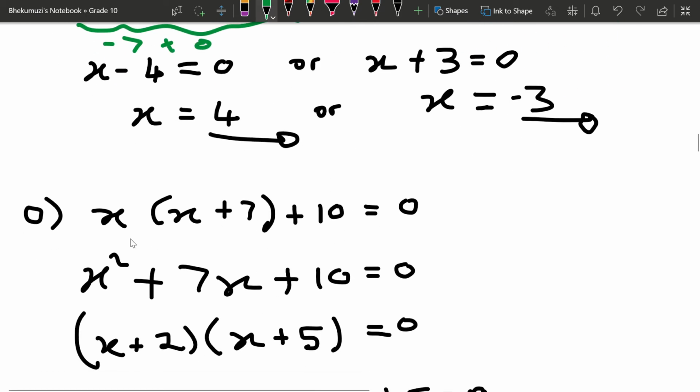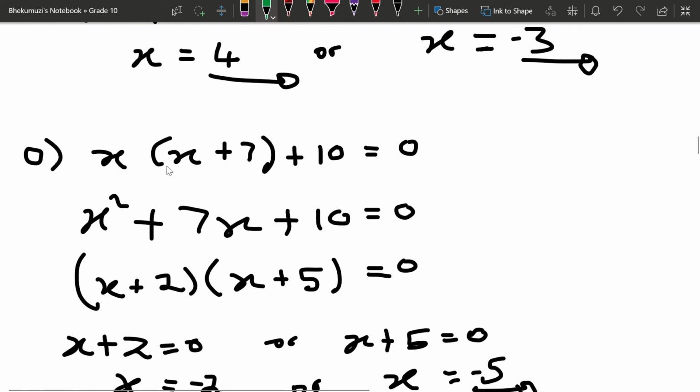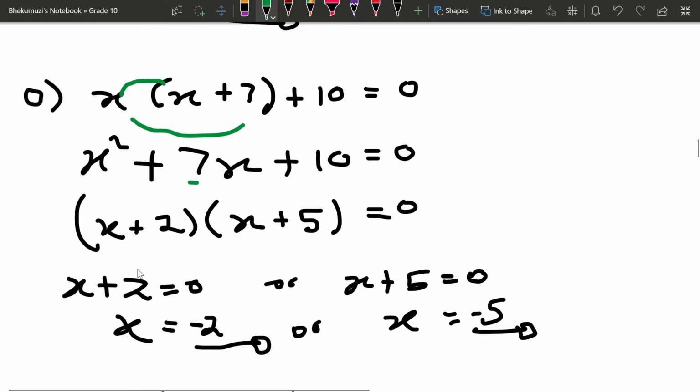And then we have another one here, which is O. Now O, it's x into the bracket x plus 7, plus 10, and then we multiply in our x, and then we find it's x squared plus 7x plus 10. And then the factors: to get to 10, I will have to multiply 2 times 5, but 2 times 5, when I add them together, gives me 7. Therefore, we have our factors, which is x plus 2, x plus 5, and then we separate them, apply our normal solving techniques, and then we get that x is equal to minus 2, and x plus 5 gives us x equals minus 5.